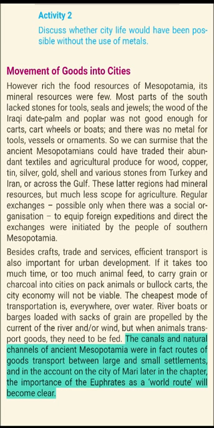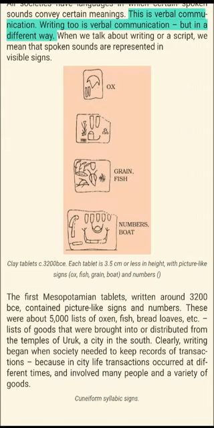The canals and natural channels of ancient Mesopotamia were in fact routes of goods transport between large and small settlements, and in the account on the city of Mari later in the chapter, the importance of the Euphrates as a world route will become clear. The development of writing. All societies have languages in which certain spoken sounds convey certain meanings. This is verbal communication. Writing too is verbal communication, but in a different way.